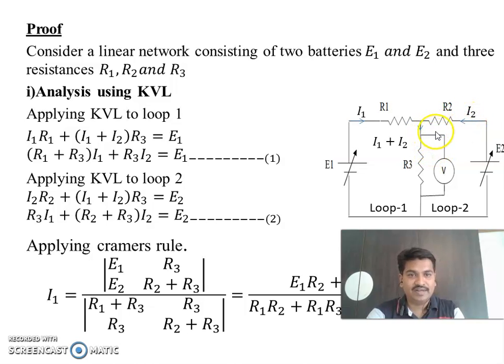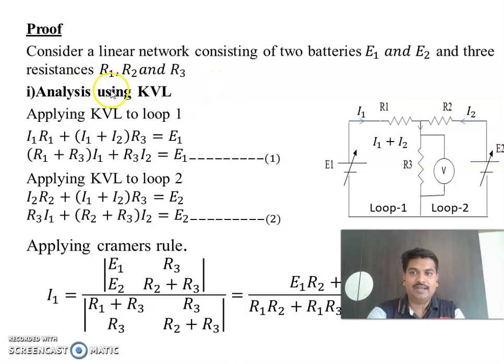According to Kirchhoff's current law, the current flowing through R3 would be I1 plus I2, since the current entering the junction is equal to the current leaving the junction. So the current flowing through R3 would be I1 plus I2. Now, knowing all this, I can go to the derivation.